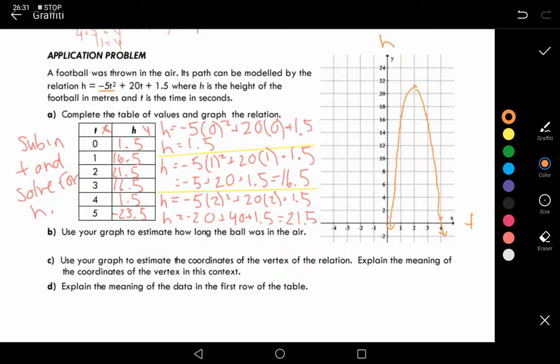Okay, obviously, as soon as we cross that x-axis, the ball is going to be on the ground, right? We can't have negative height. So we could estimate that it's going to take just after 4 seconds for the ball to come down. So the ball is in the air approximately, we'll say 4.1 seconds.